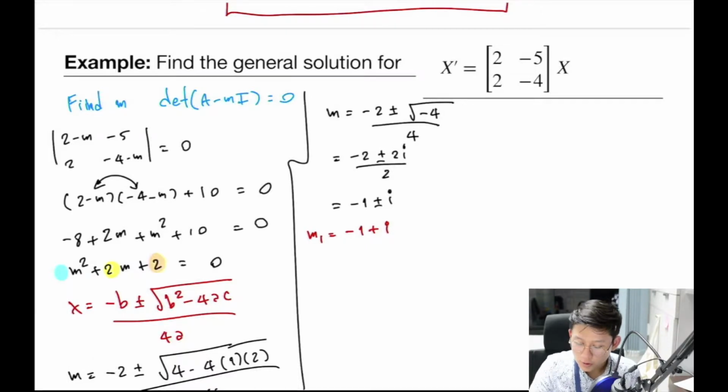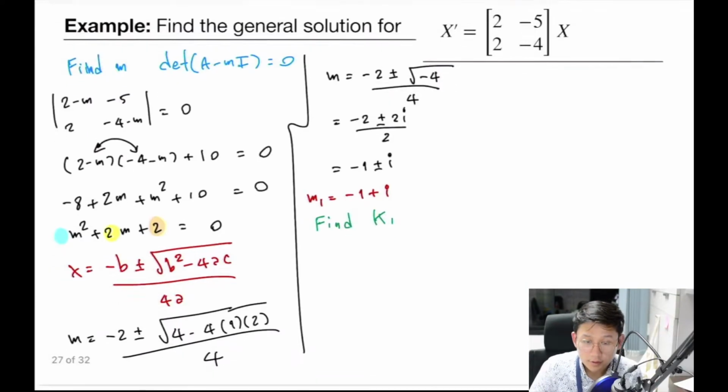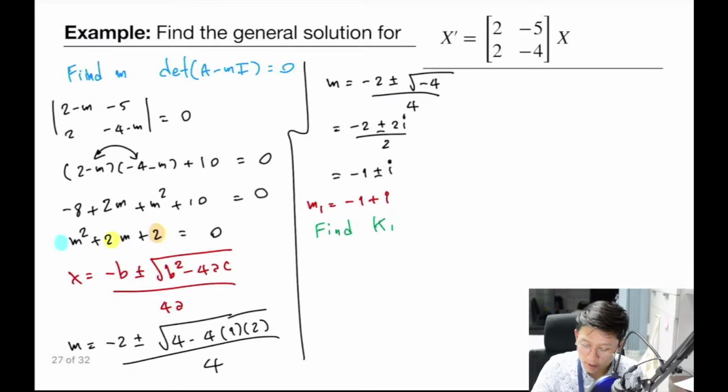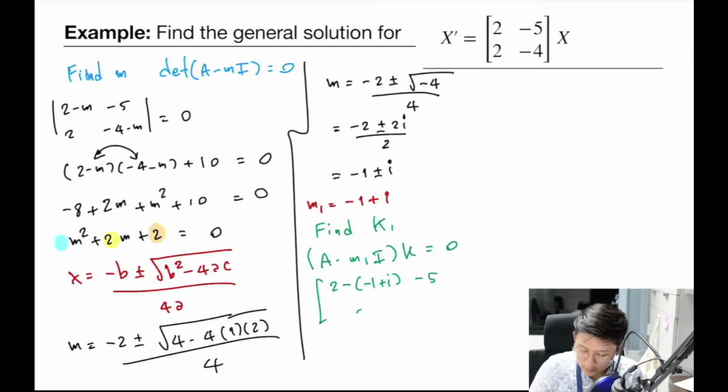Okay, cool. Next, when we have m1, which is minus 1 plus i, we need to find k1. To find k1, we look at (A minus m1 I)k equals 0. So we have 2 minus (minus 1 plus i), minus 5, 2, and minus 4 minus (minus 1 plus i). And then we have k1, k2 equals 0.